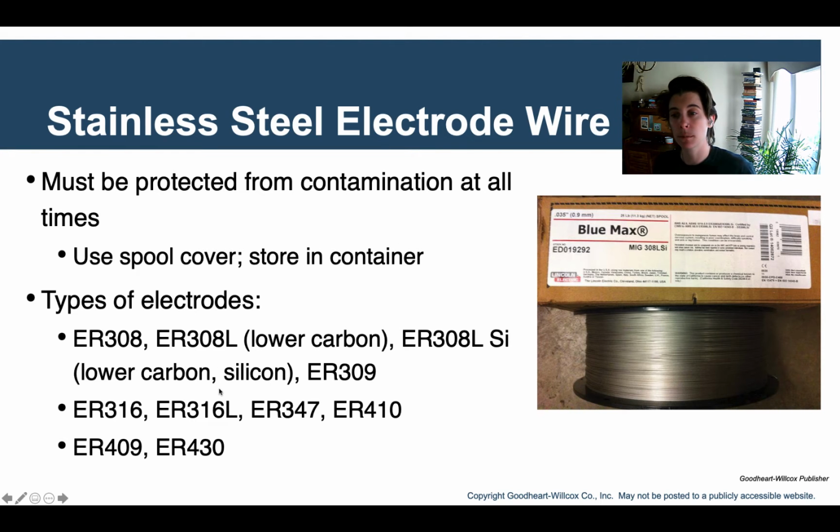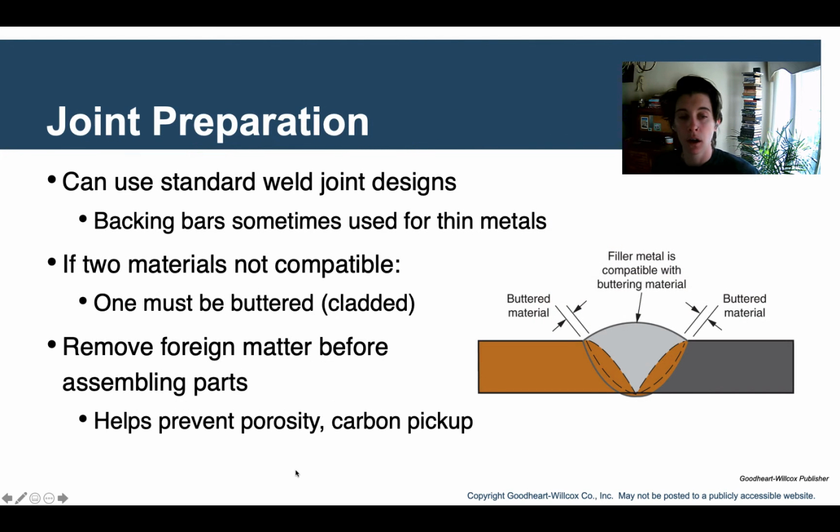So see, these are some of the more common electrodes. So you see the electrode and rod here, and then the 308, 308L, lower carbon. So these are the different alloys. That's what the electrode is telling you, what alloy it is.